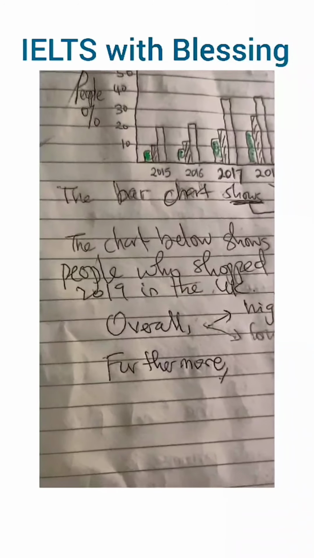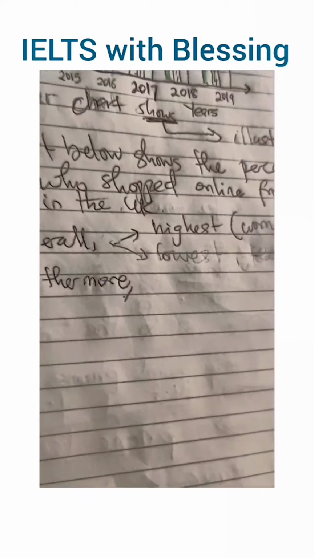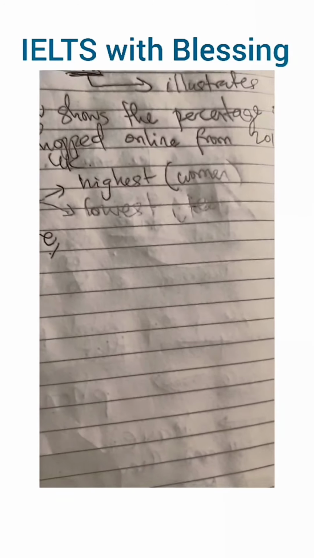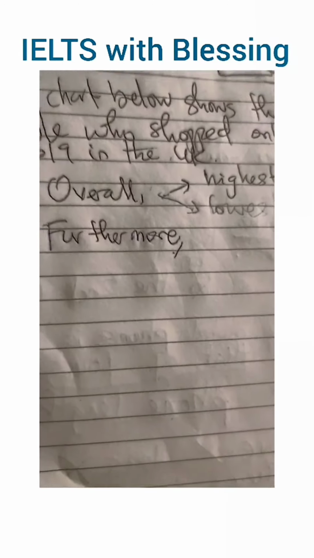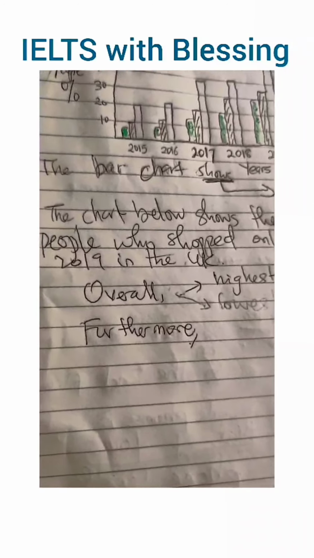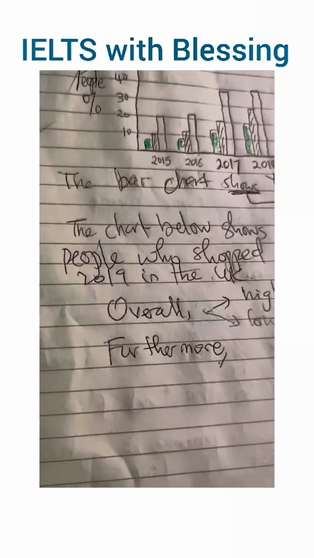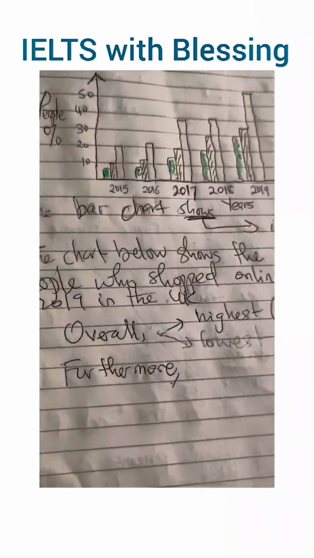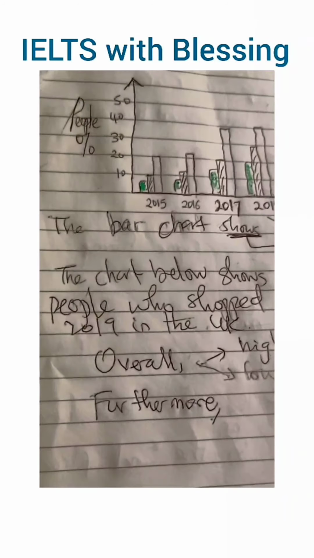So what do you want to write in your furthermore? So the first one, overall, we got the highest and the lowest proportions. In this one, we are going to say a significant increase in the proportion of people shopping online can be seen over the period given.